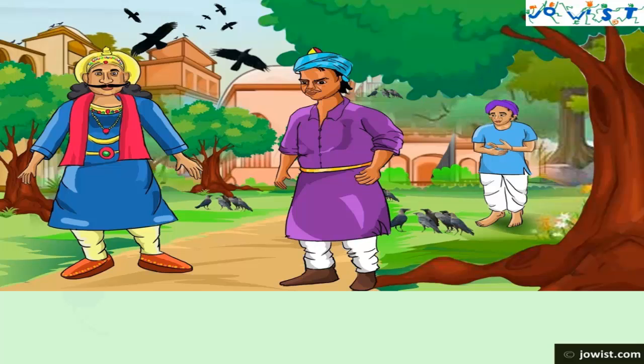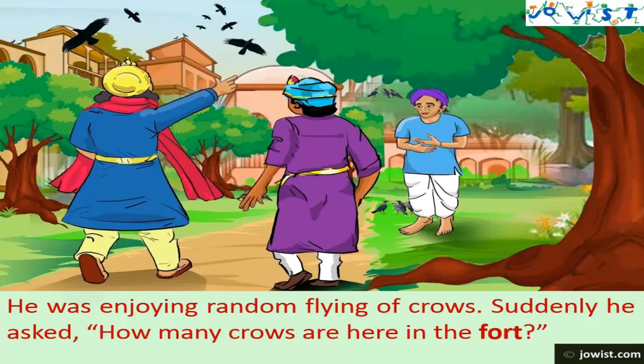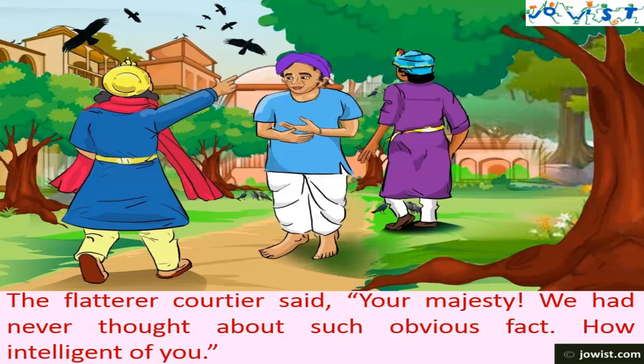Let's understand it with the help of a story. One day, Akbar was strolling with Birbal and another courtier in the palace garden. The emperor noticed a host of crows there. He was enjoying the random flying of crows. Suddenly he asked, "How many crows are there in the fort?" The flatterer courtier said, "Your Majesty, we had never thought about such an obvious fact. How intelligent of you!"